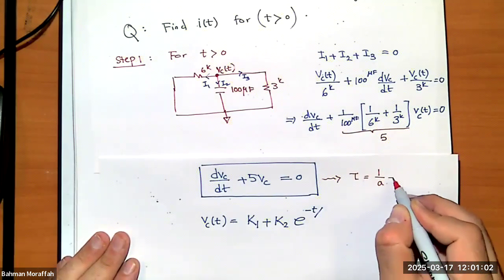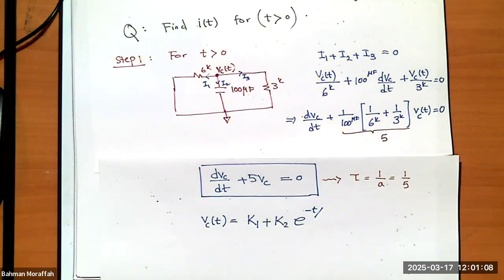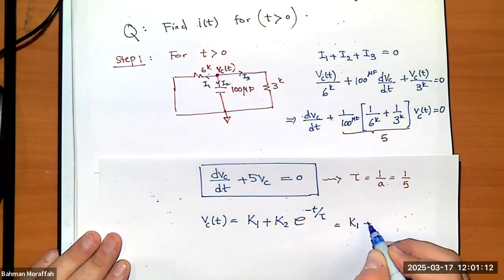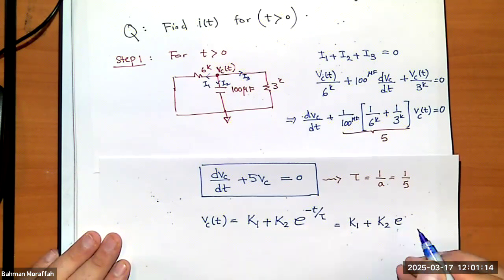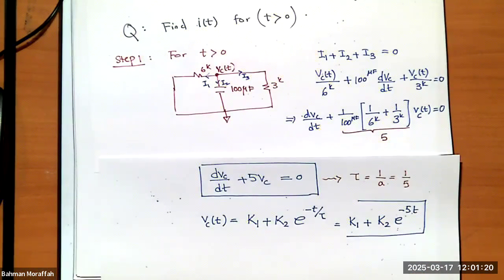Tau is 1 over a, which is 1 over 5. Therefore, it is k1 plus k2 e to the power of minus 5t. All we have to do is to find k1 and k2.